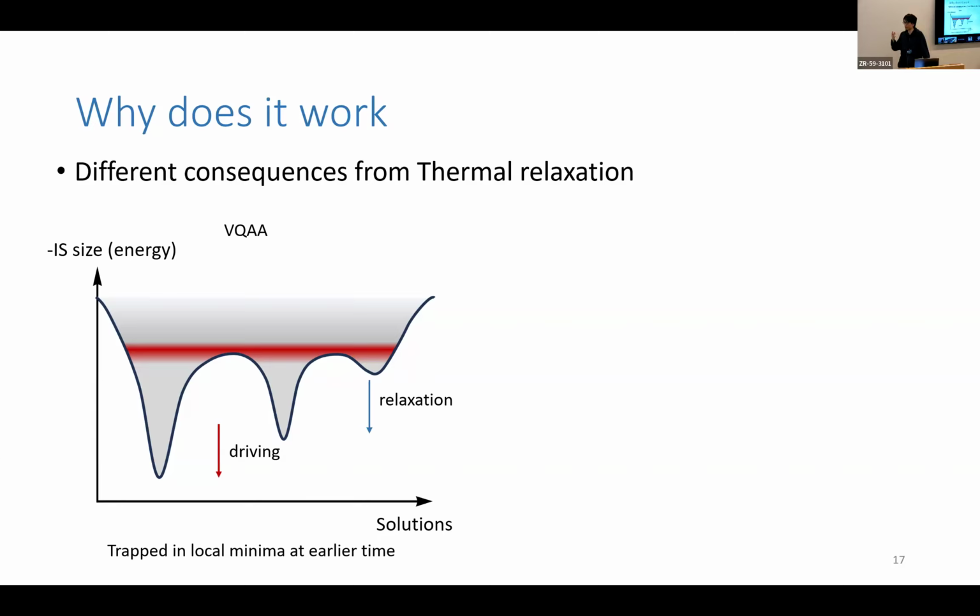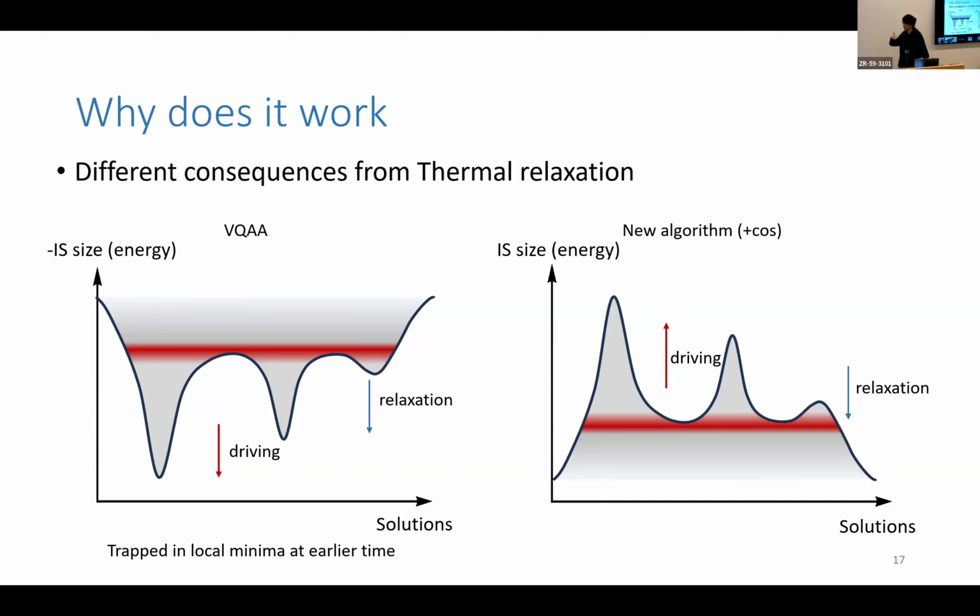Which means, for example, if you have a state which has some edges that are not occupied, and because the occupied state has lower energy, the thermal fluctuation will relax the state at an earlier time to the local minimum. And in our case, the energy spectrum is reversed. So the driving is effectively increasing the energy of the evolving state.